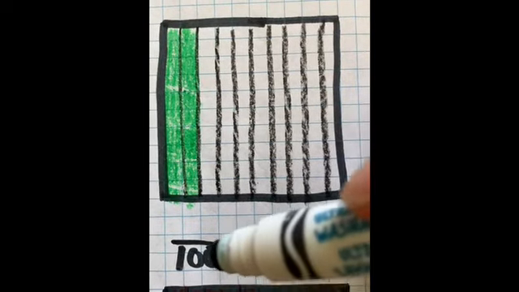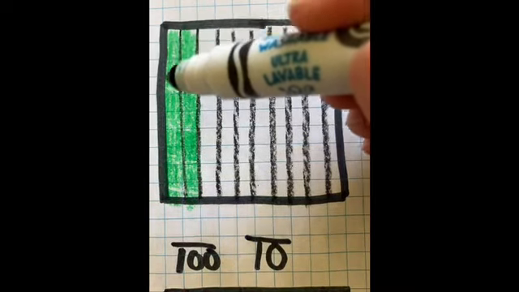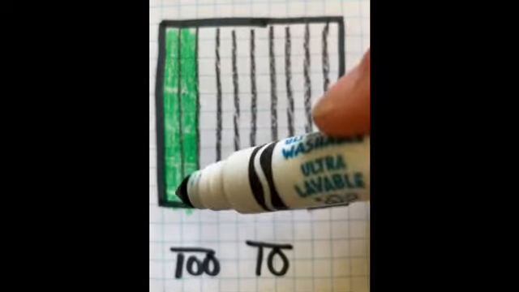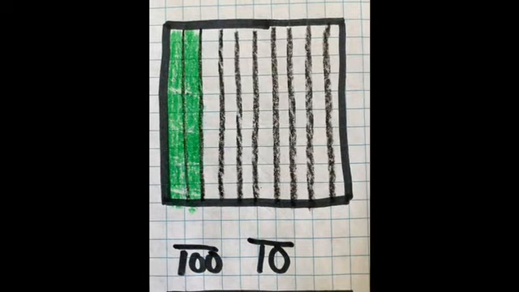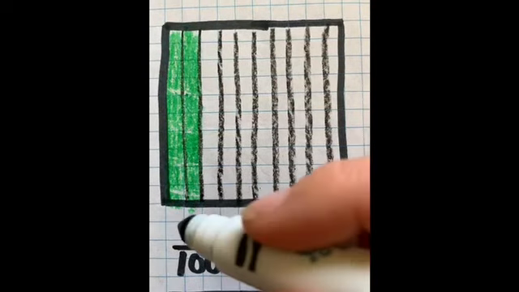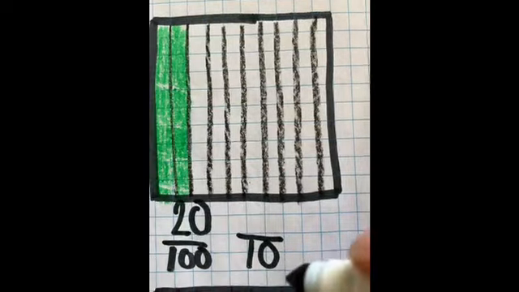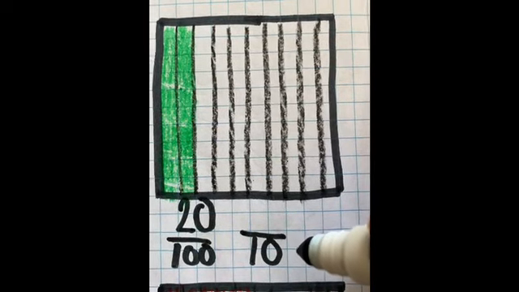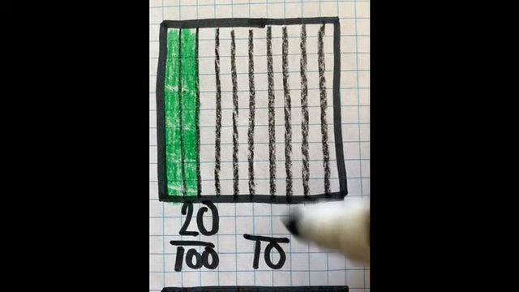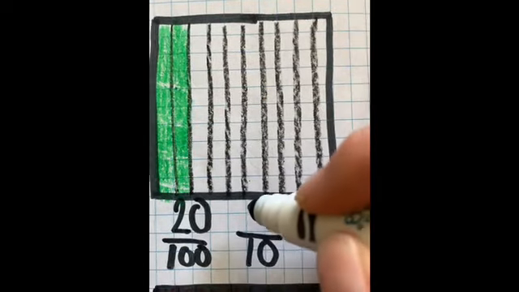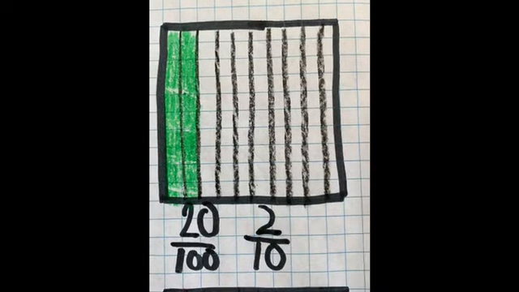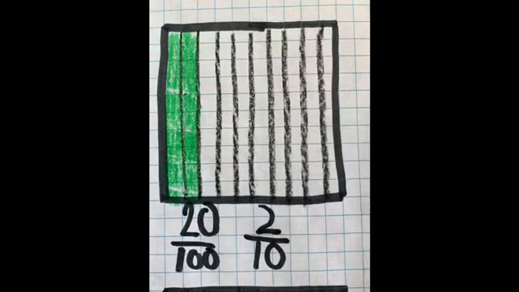So let's do the 100 one first. If I know these are rows of 10, I have 2 rows of 10, which tells me it is 20 pieces. So my numerator is 20. To do this one, I just have to count how many columns do I have. I have 1, 2, 2 tenths, 2 columns of 10.